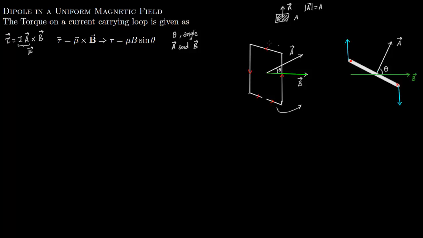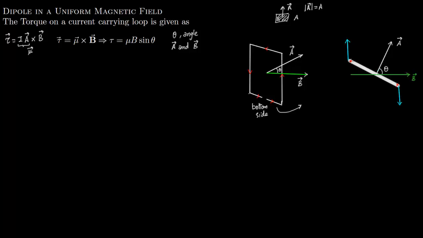Recall that if you are given an area A, then the area vector is normal to it, that is perpendicular, and the magnitude of the area vector is just A. So this area vector makes an angle theta with the magnetic field. Now this is difficult to see, so we take the bottom side. The view from the bottom is like this. So you have the magnetic field, and the area vector is perpendicular to the loop. It makes an angle theta.